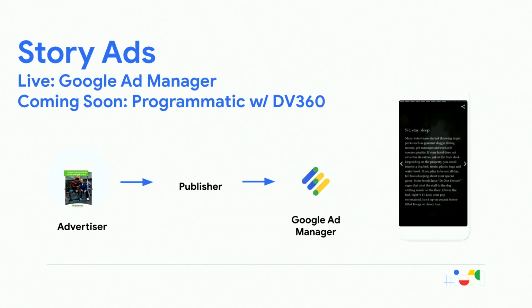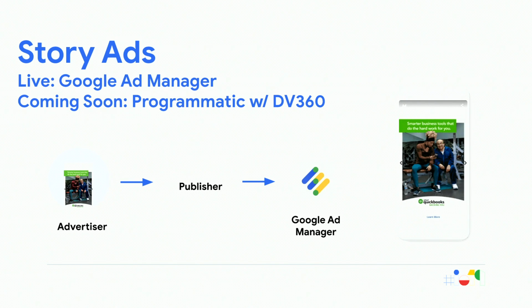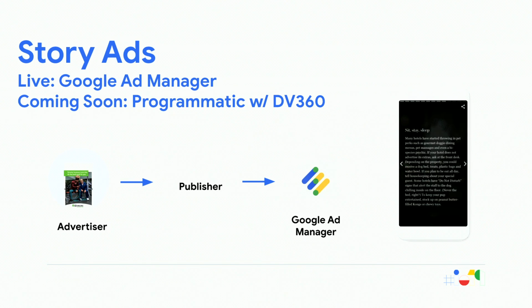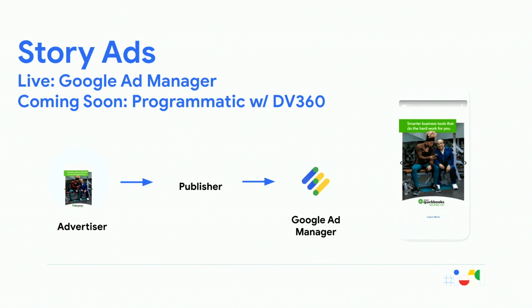Story ads are now live within Google Ad Manager, allowing publishers to deliver direct sold campaigns on their AMP stories, just like they do on their web pages. And later this summer, advertisers will be able to programmatically target and deliver story ads using DV360 across all publisher stories using Google Ad Manager.